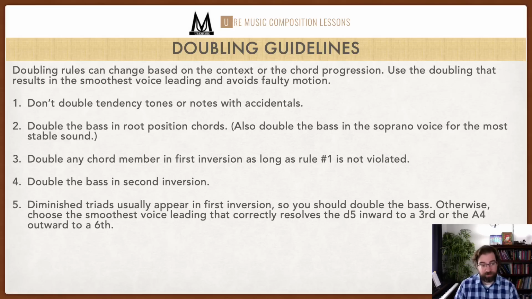So if you can't double the bass and it's not in first inversion for some reason, then you want to choose the smoothest voice leading that resolves that root and fifth inward to a third, or if it's voiced a different way, you might have an augmented fourth, so that augmented fourth would resolve outward to a sixth. If any of that's confusing, this becomes more clear with practice. So I have some construction videos that you can watch after this that will actually help you to learn how to resolve all these different chords.